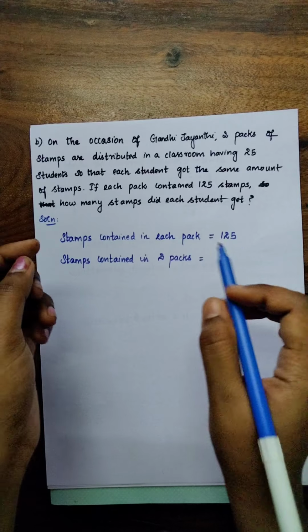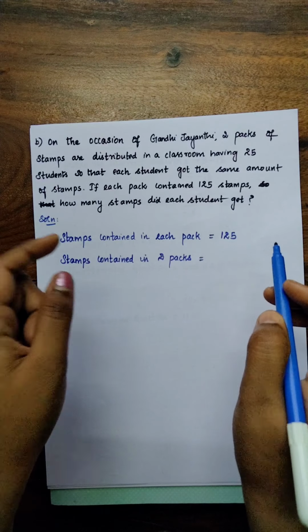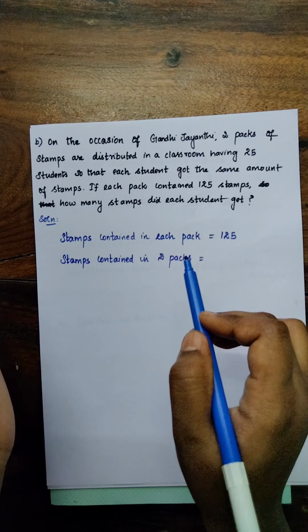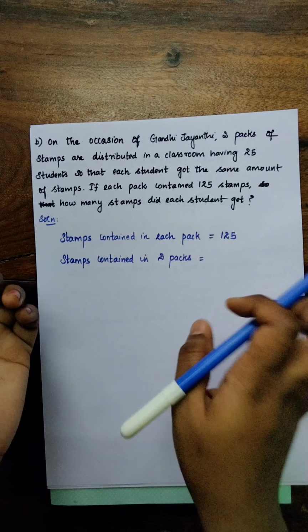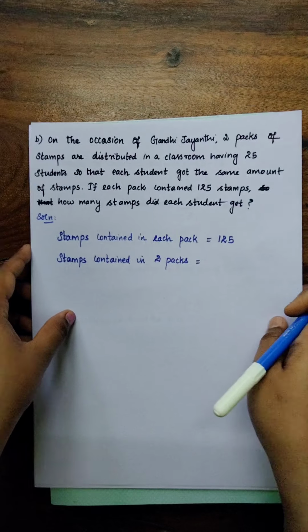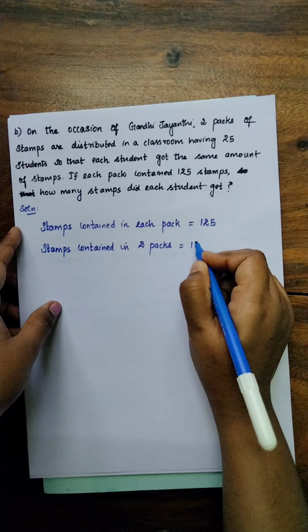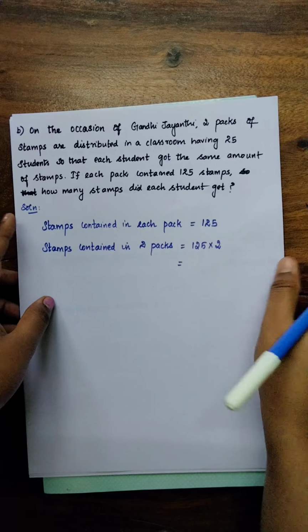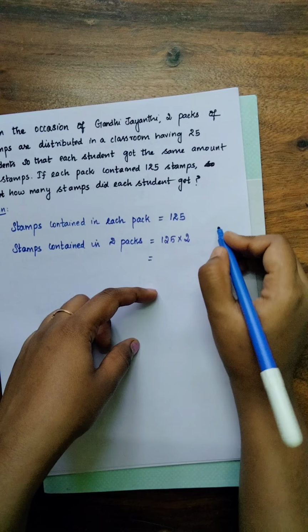How will you find? For one pack there are 125 stamps. For 2 packs, how will you find? One pack 125, 2 packs. Yes, very good. We need to multiply. So 125 into 2. Multiply and say what's the answer?